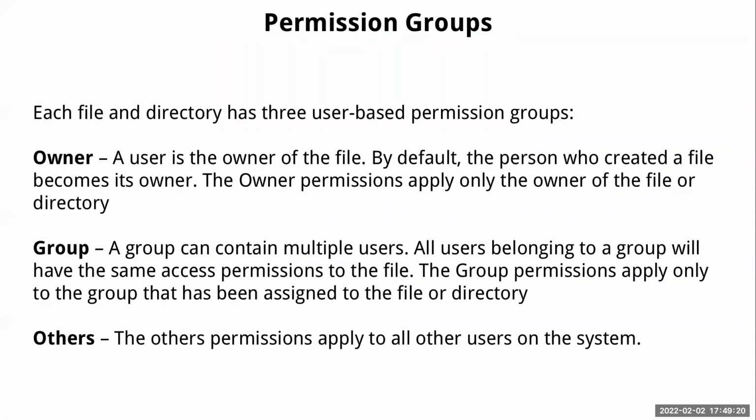Okay, then we talk about the next piece of background knowledge, which is Linux file permissions. Each file and directory in Linux has three user-based permission groups: owner, group, and others. A user is the owner of the file. By default, whoever creates the file becomes the owner, but you can change the owner.